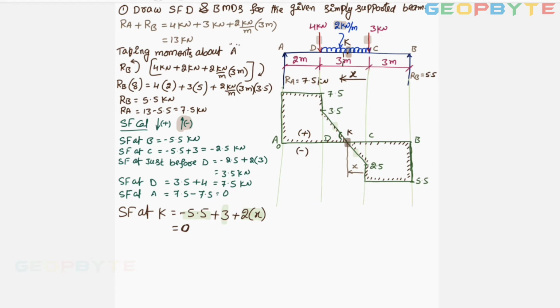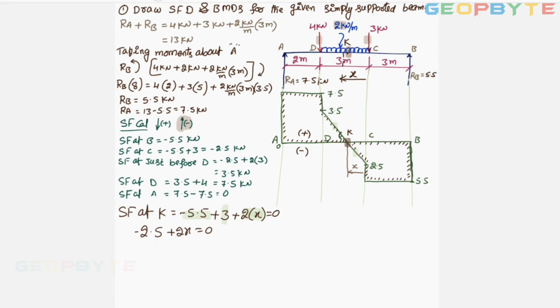Let us simplify this value. Minus 5.5 plus 3 minus 2.5 plus 2x equal to 0. From this, 2x equals the other terms. I have limited space.